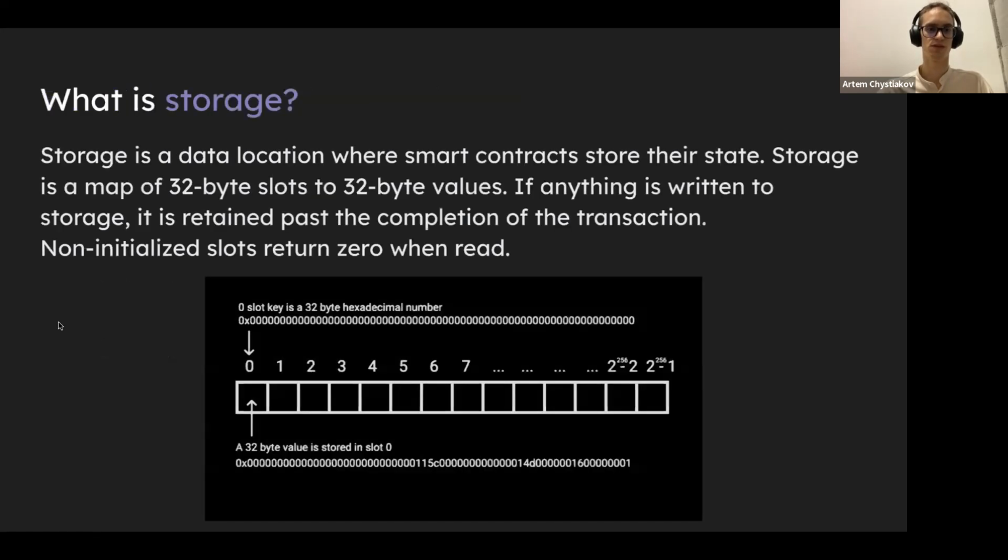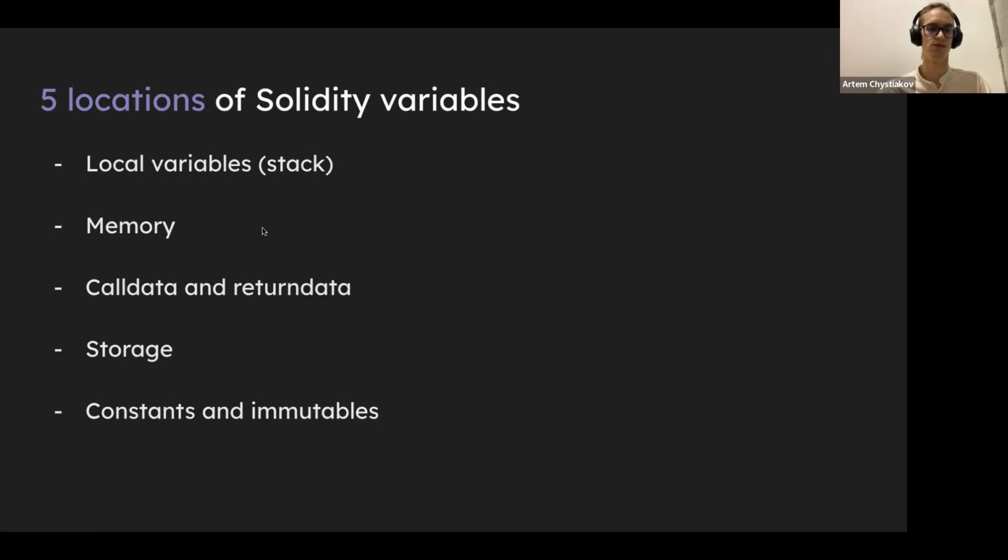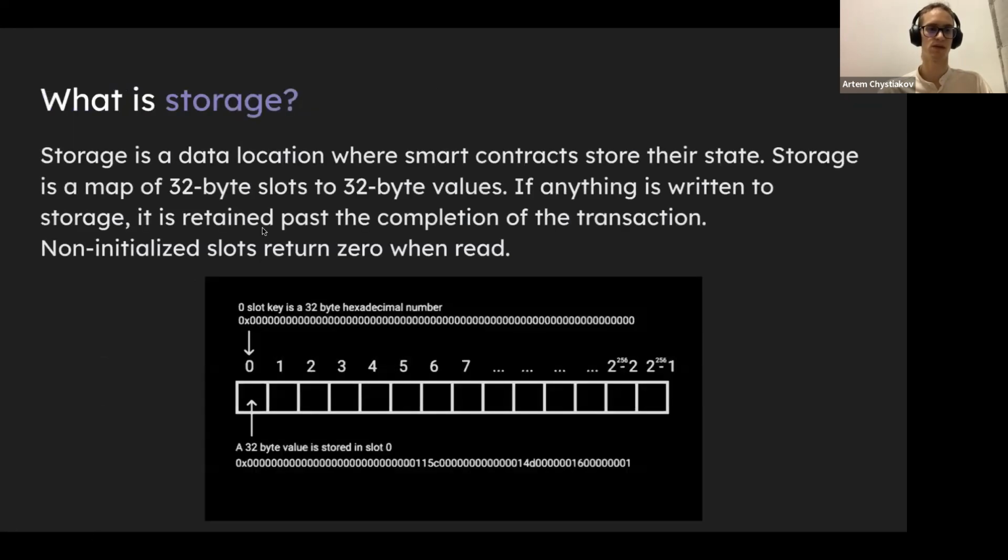So let's just quickly understand what those words mean by understanding what those locations are in the first place. So storage, it is a special data location where smart contracts store their variables and store their state.